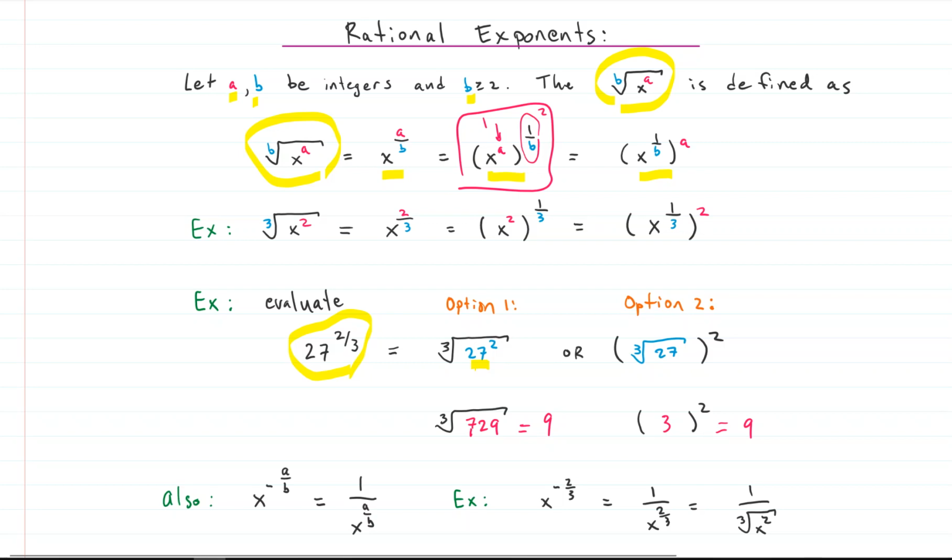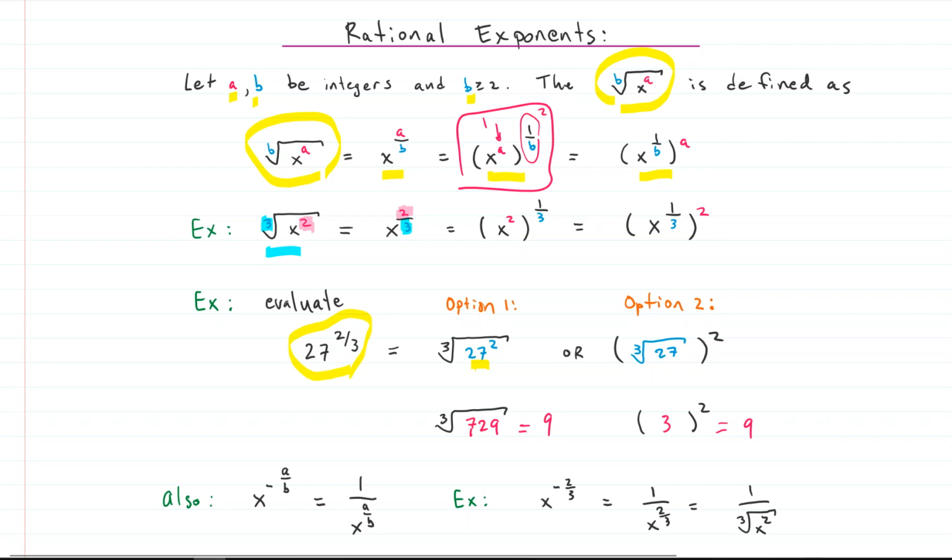So to review, we can rewrite, let me use this example here, the cubed root of x squared. If we rewrite it as a rational exponent, rational means a fraction, so a fractional exponent, we can rewrite a radical as a fractional exponent. The power goes in the numerator. The index of the radical goes in the denominator.